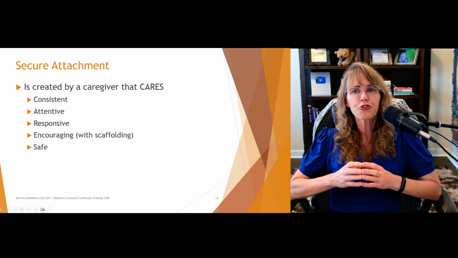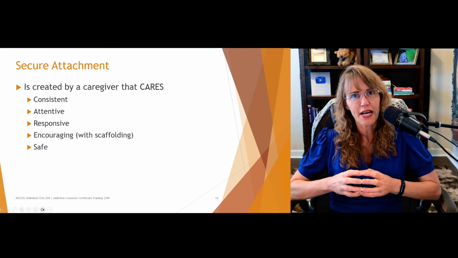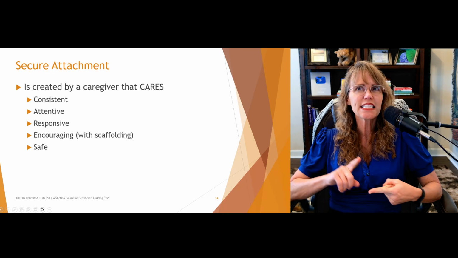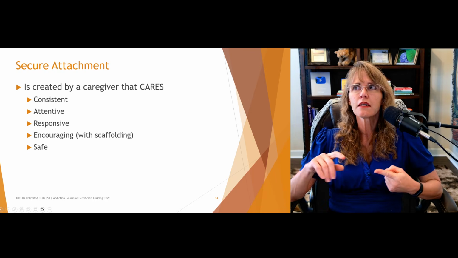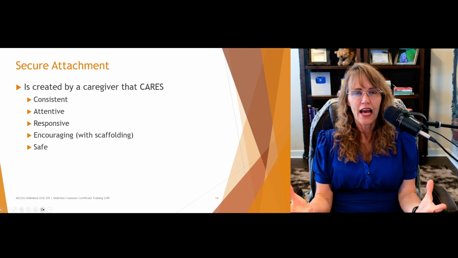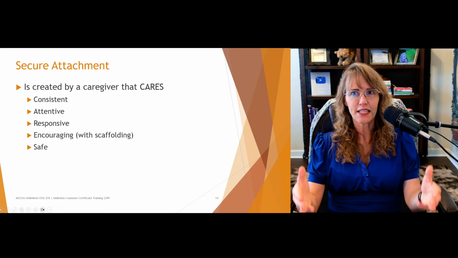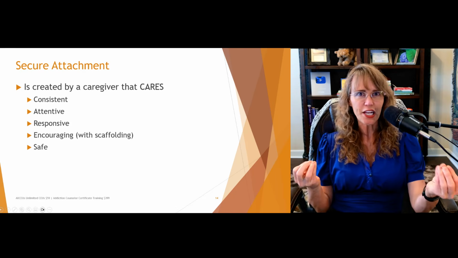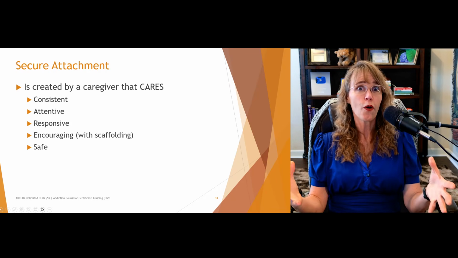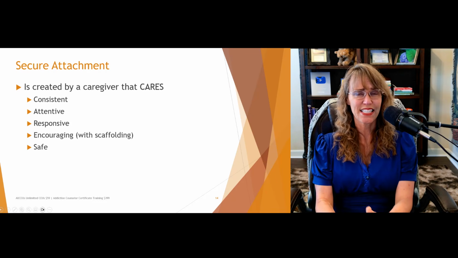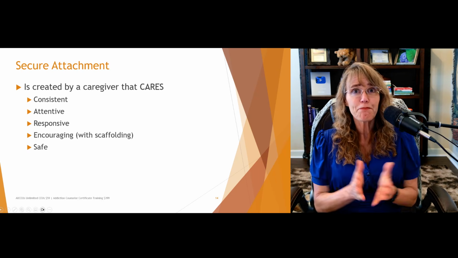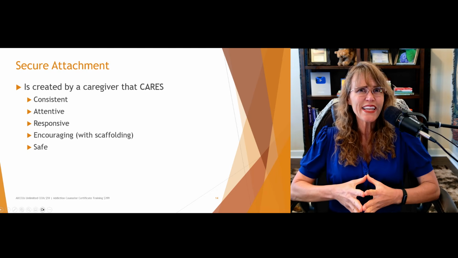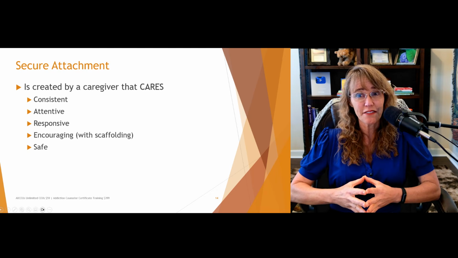Secure attachment is created by a caregiver that cares. Imagine that. Now, this is the mnemonic that we've talked about many times before. The caregiver is consistent when they are present with the child. They're mindful, they're present, they're in the moment. You know what to expect. It's not, am I going to get Jekyll or am I going to get Hyde today? You know what you're going to get. So they're consistent. They're attentive. They pay attention to the child's needs, what the child's interests are. It's not just reactive attentiveness, but it's proactive attentiveness.